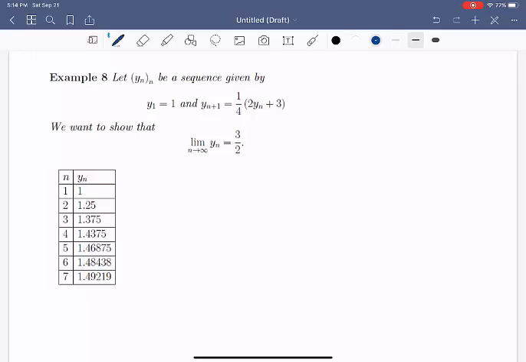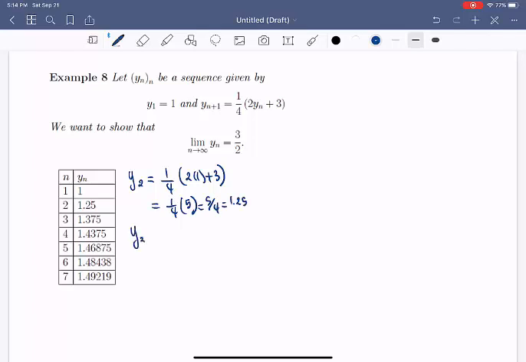And we want to show that this sequence is actually converging to 3/2. So the first thing that I did was to compute a few values. If n is 1, one gets, of course, that y sub 1 is 1. If you want to compute y sub 2, y sub 2 is 1 over 4 times 2 times 1 plus 3. So that'll be 1 over 4 times 5, so that'll be 5/4, which is 1.25.